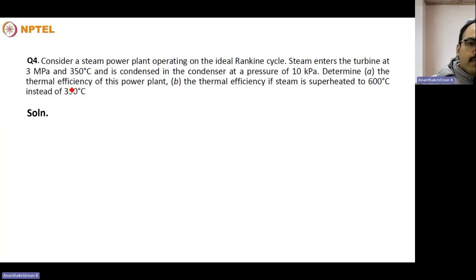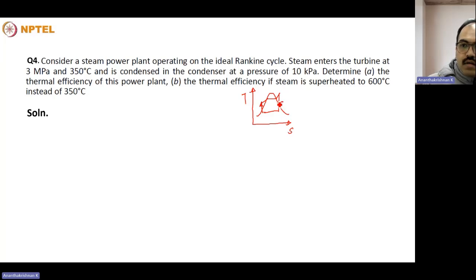So we can try to solve the problem. The first part, the efficiency calculation, is very straightforward. Just like the previous case, we have to follow a methodological, algorithmic kind of approach. So there is this steam TS diagram, and here the pump work. It's an ideal cycle, so there is no issue of the turbine isentropic efficiency and the pump isentropic efficiency in this case.